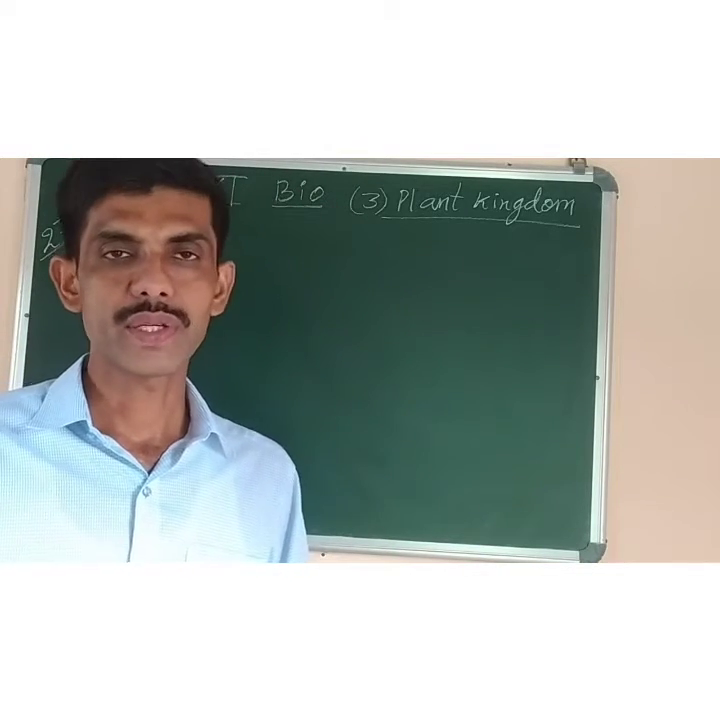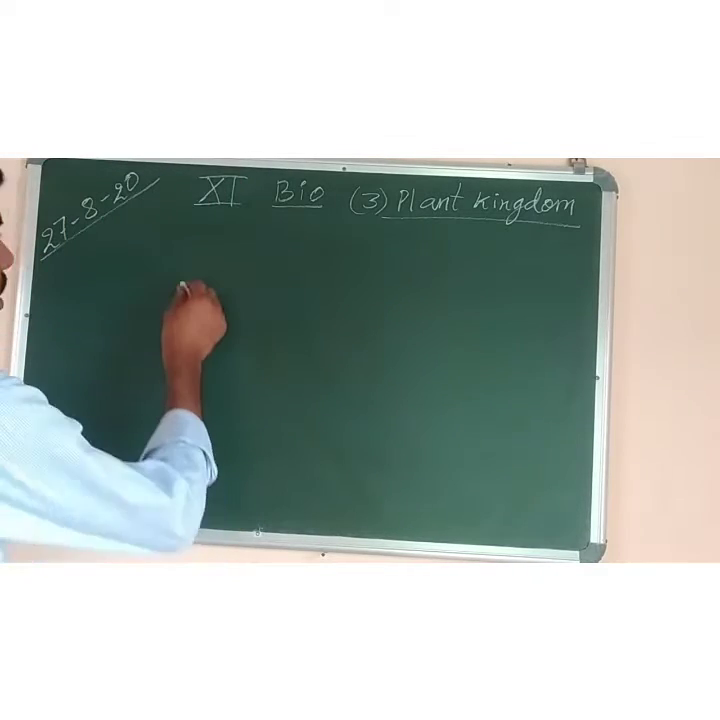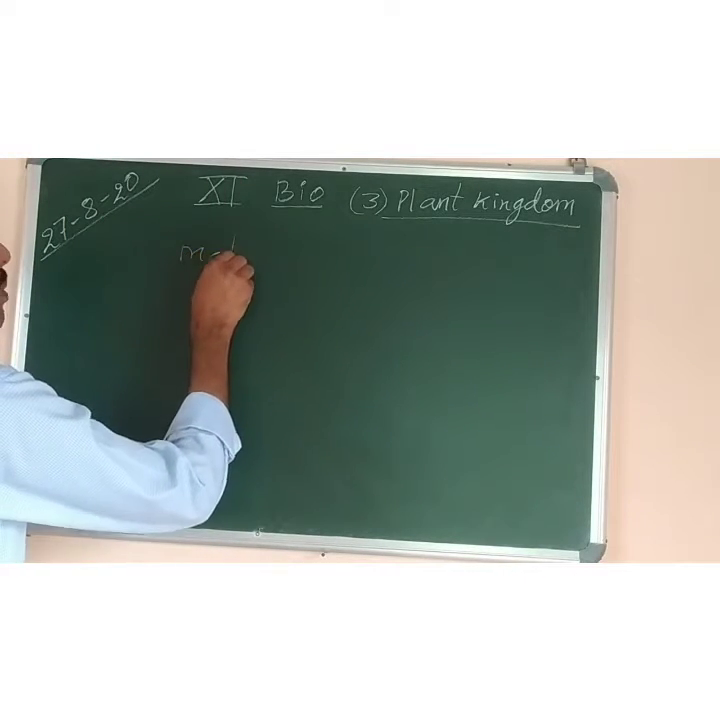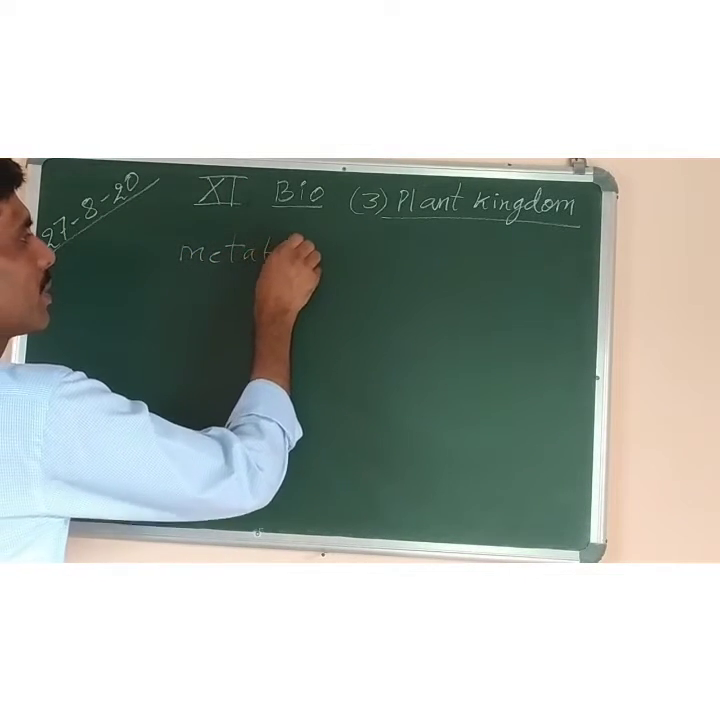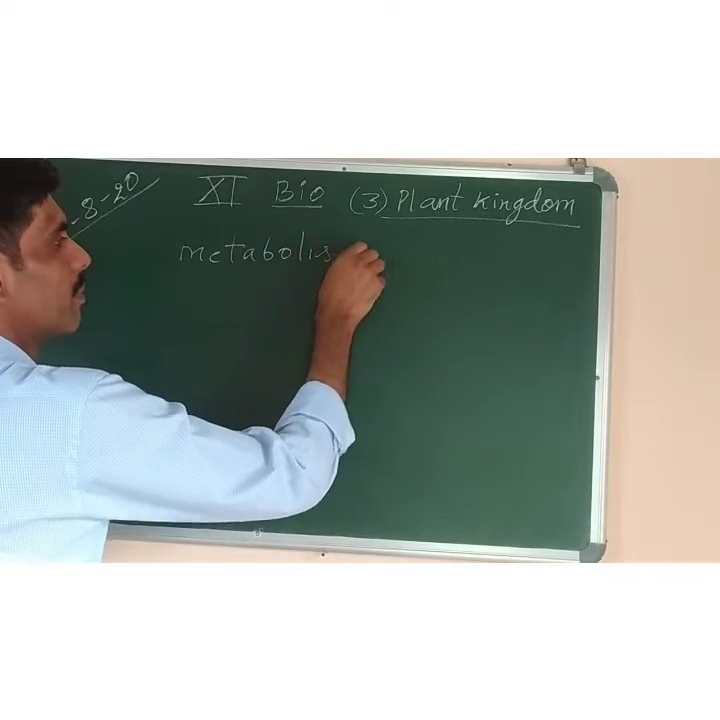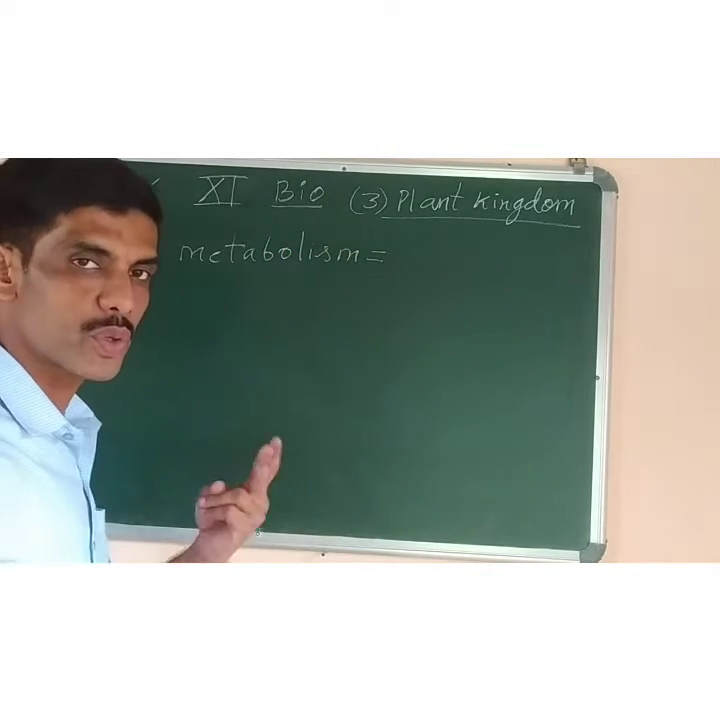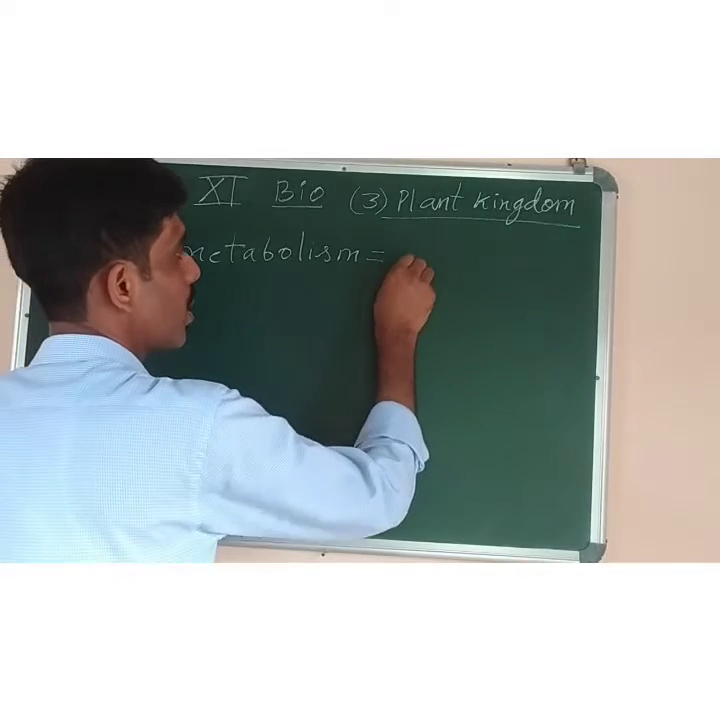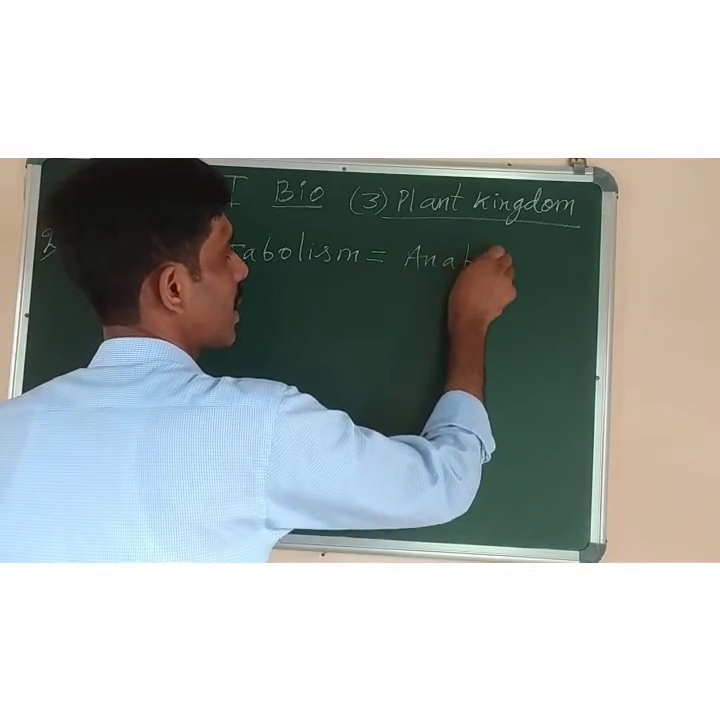So metabolism. What is metabolism? Metabolism is the sum total of all the biochemical reactions that occur in a living organism is called metabolism. Okay. So it is the sum of two activities, that is anabolism and catabolism.